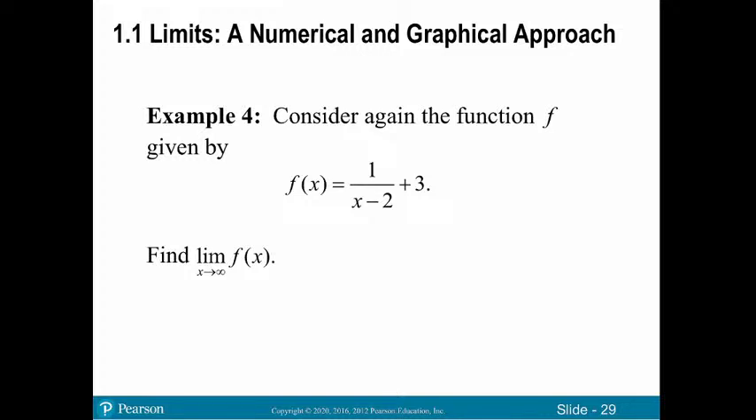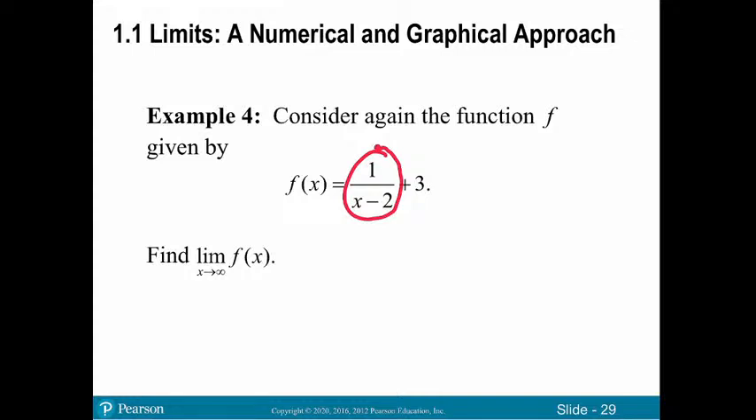So with this example, it says, consider again the function given by this. Now we're asked to find the limit as x goes to positive infinity, as x goes off to the far right. So as we choose bigger and bigger values of x, right? I think we're still going to make a table and look at the table of points, but I just want you to consider the following.